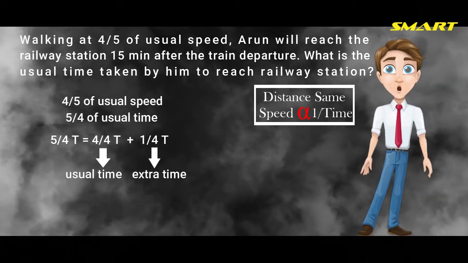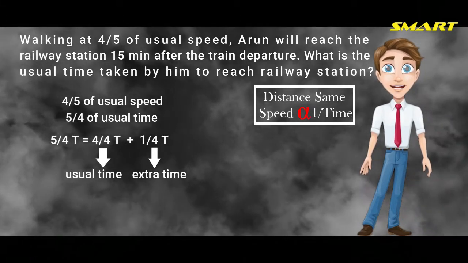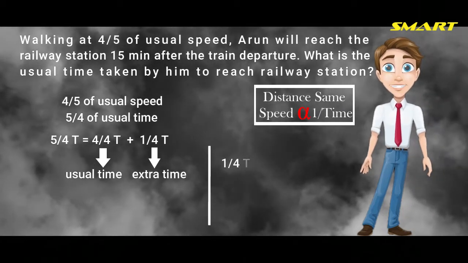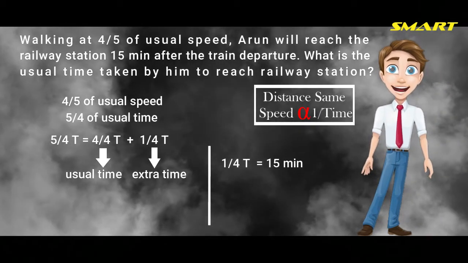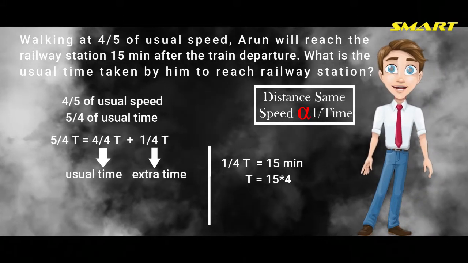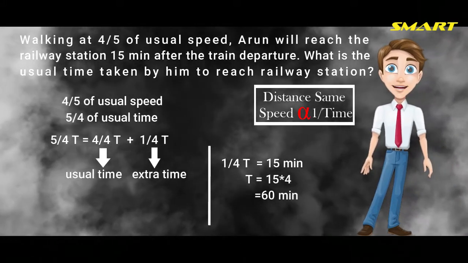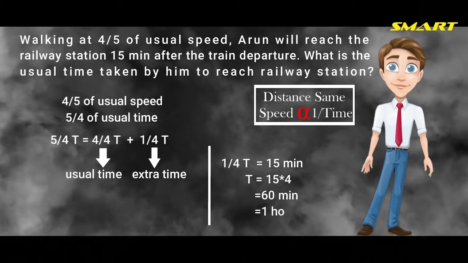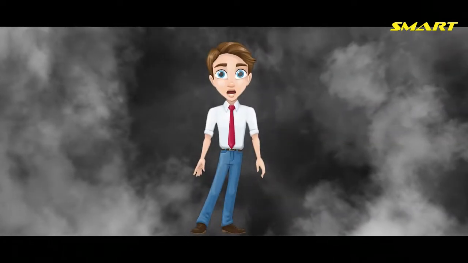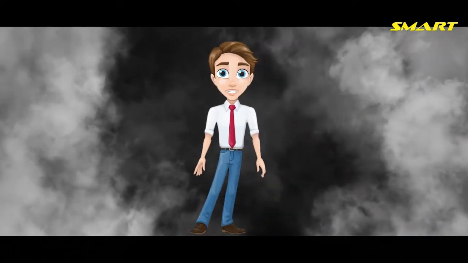And from the question we can find out he is 15 minutes late. So this extra 1 by 4 time is 15 minutes, and the usual time t is nothing but 15 into 4. Simply it is 60 minutes, and that is nothing but 1 hour. Hope you understood this. Friends, we have covered all the basics of time, speed and distance.